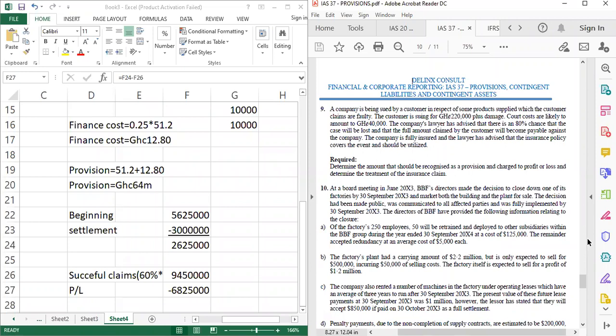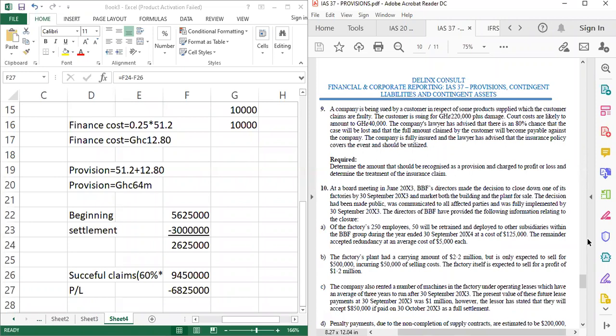Okay. The company's lawyers have advised that there is an 80% chance that the case will be lost and the full amount claimed by the customer will become payable by the company. So if they are saying that, it means that automatically we are going to pay the amount, because 80% means the case is already lost. So whatever we do at the court, we will still pay the amount. So we have to make provision for the 220,000 because we are going to pay it.